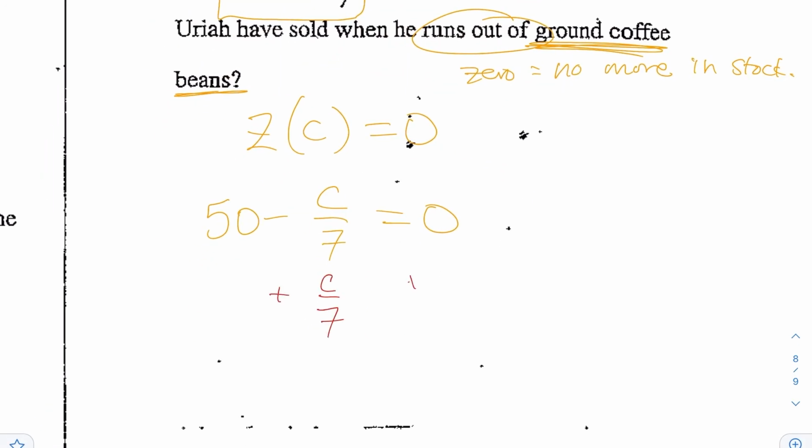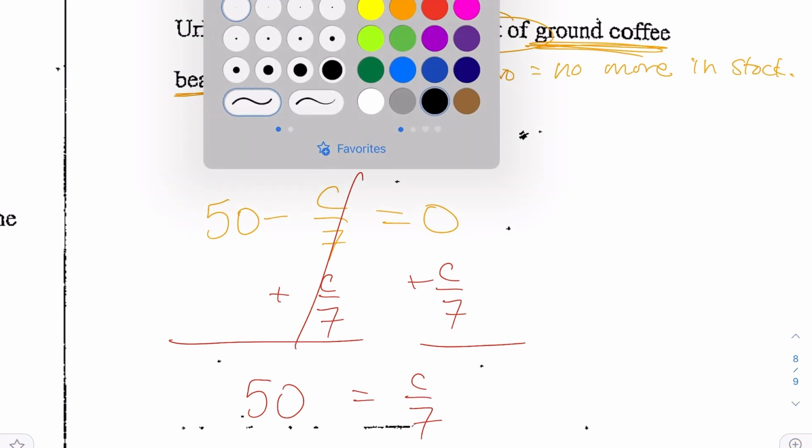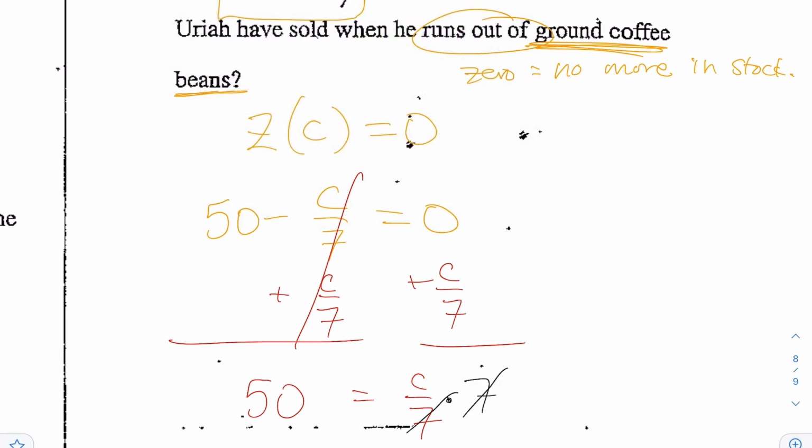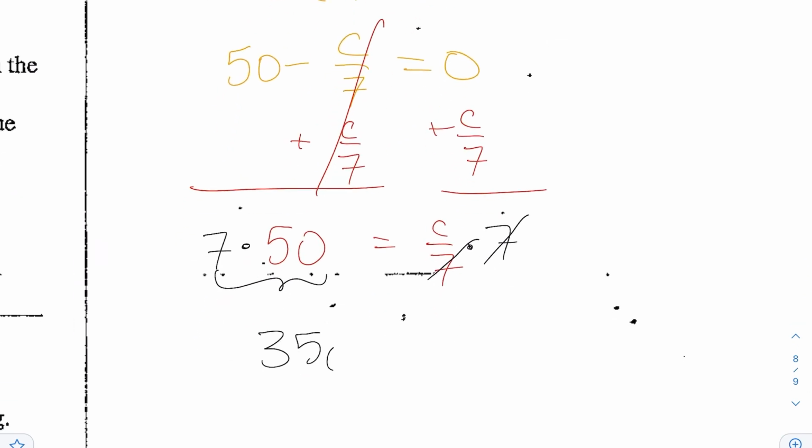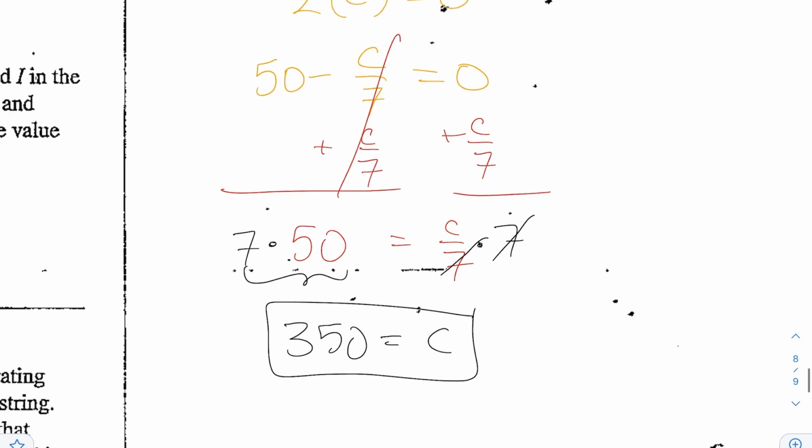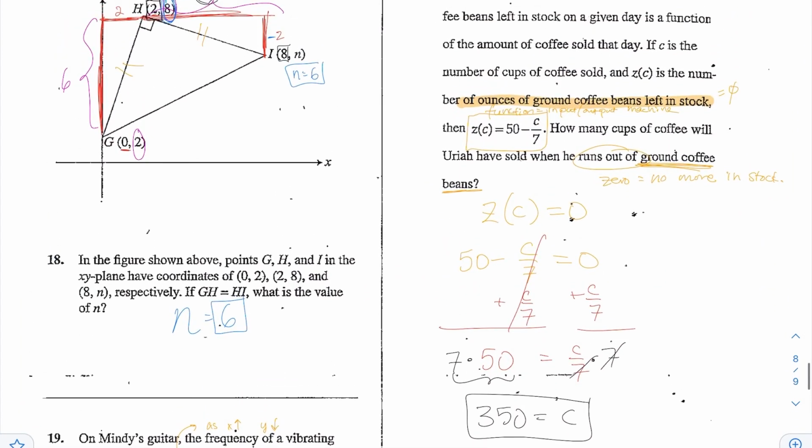You can add C over 7 to both sides to get 50 is equal to C over 7. And then you multiply by 7 on both sides. And you get 7 times 50, which is 350, is equal to C. So after selling 350 cups, you will have run out of coffee. Now, you can always check your work. If you do Z of 350, that would be 50 minus 350 over 7, or 50 minus 50, which is equal to 0.